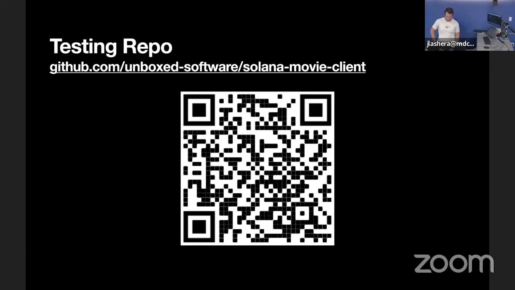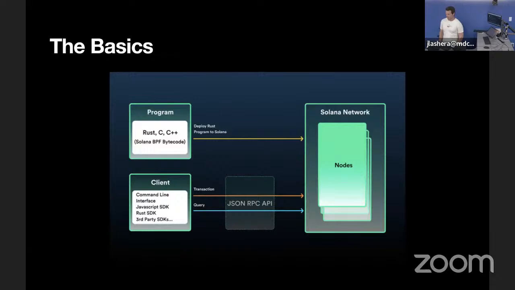So let's talk about Solana programs. This is the general idea of the Solana network, right? You've got the network with all its nodes, and then you deploy programs, usually written in Rust, to the network directly, and then clients interact with the network through what's called the JSON RPC API. We dealt a lot with that bottom piece yesterday, talking about how the client interacts with the network, and we're going to talk more today about how programs are deployed to the network.